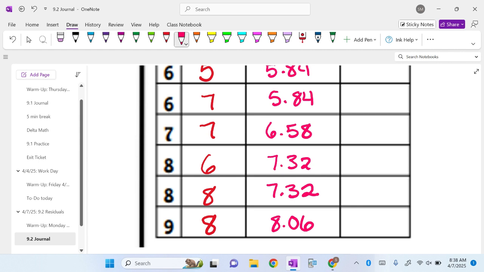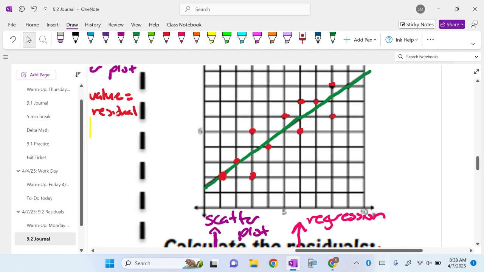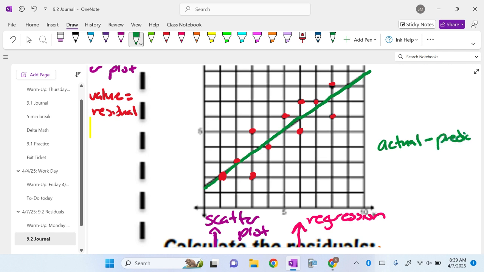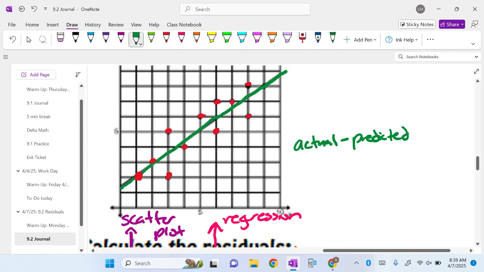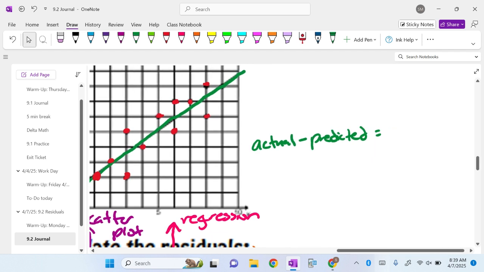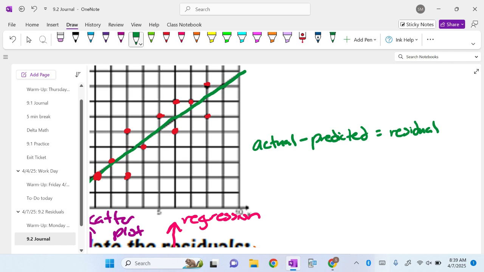Now, we can then calculate our residual doing this formula. And the formula is we do actual minus predicted. So we take whatever y value we have as our actual, we subtract from it the y value that is our predicted, and that gives us the residual. That's basically the exact same equation that I gave you earlier. It's just stated differently. So actual minus predicted equals the residual.